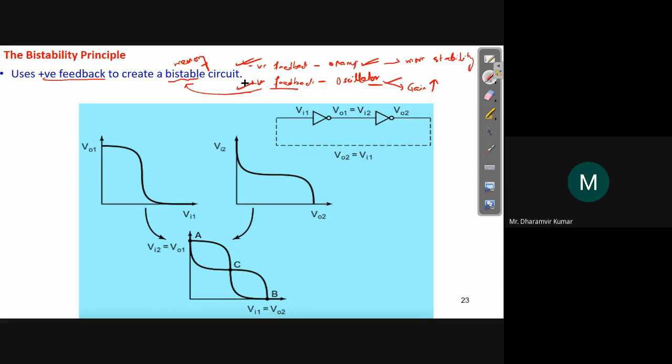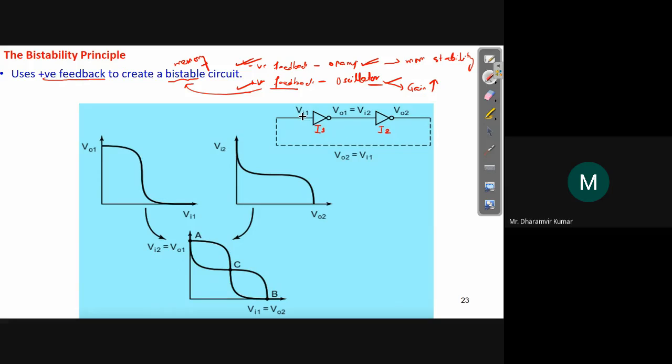So look at this. Very simple. This is inverter one, I1. This is inverter number two, I2. If these two inverters are connected back to back, and the output of this inverter is again taken back to the input of this first inverter, this forms the simplest circuit having memory: two inverters connected back to back.